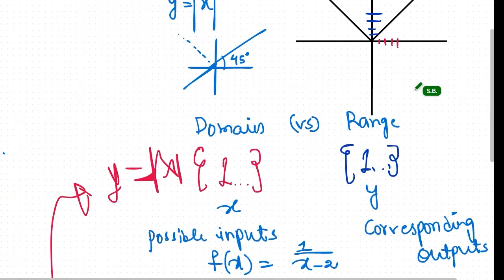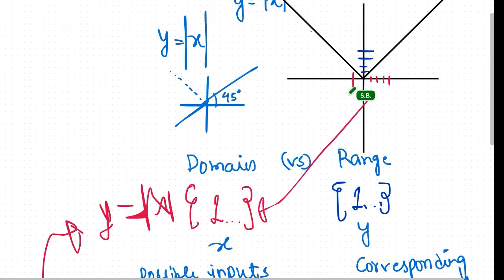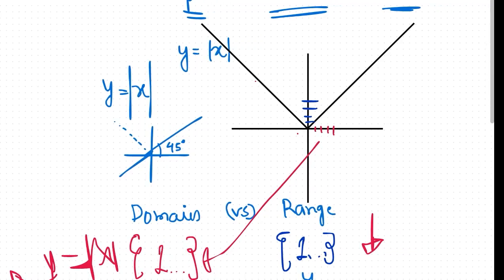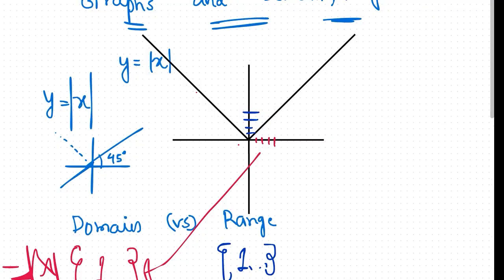So what is the domain? I was just color coding domain, like everything here, and then range would be 1 and upwards, but nothing in this direction. And if I ask you what is the minimum value of f of x, let's say y equal to mod x, absolute value of x.